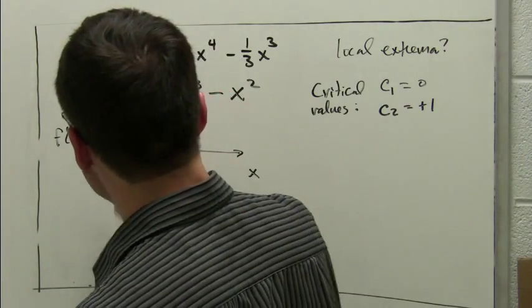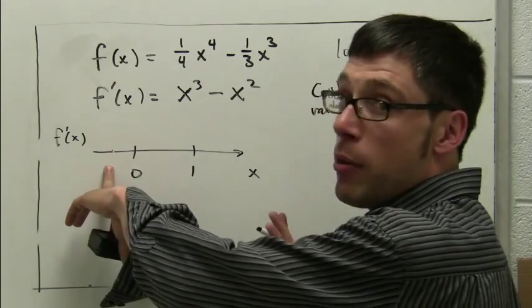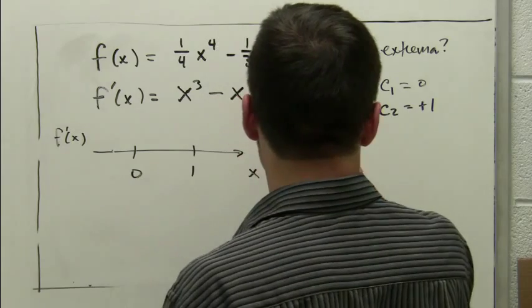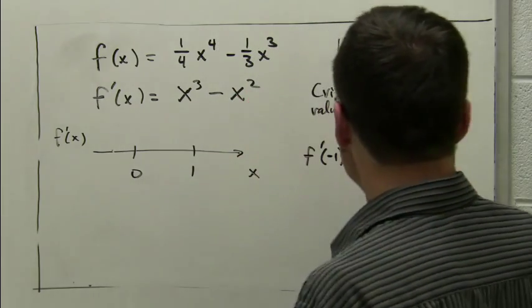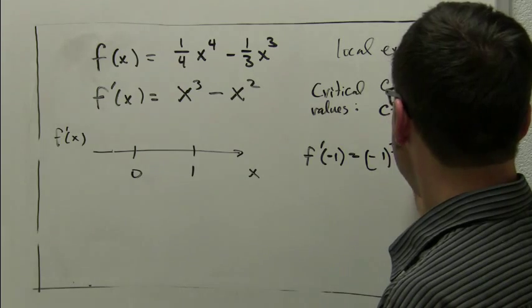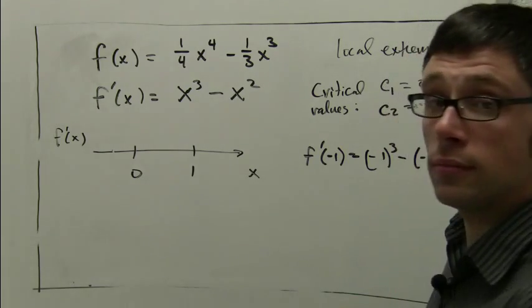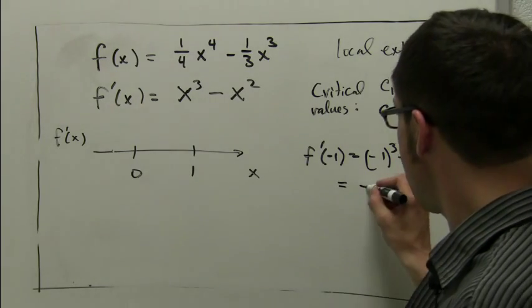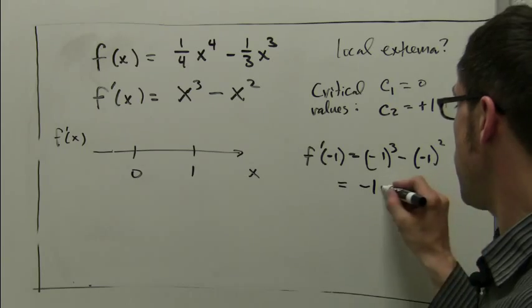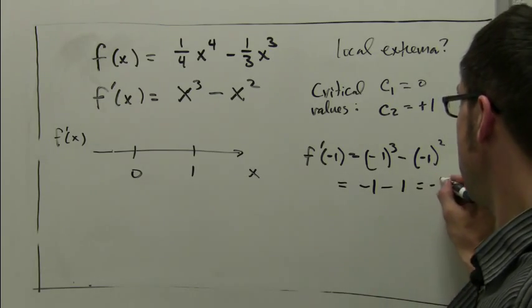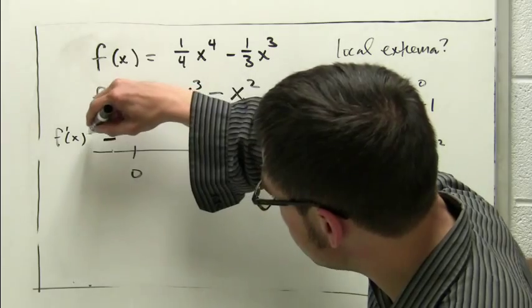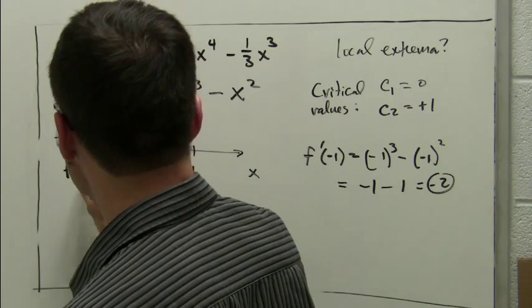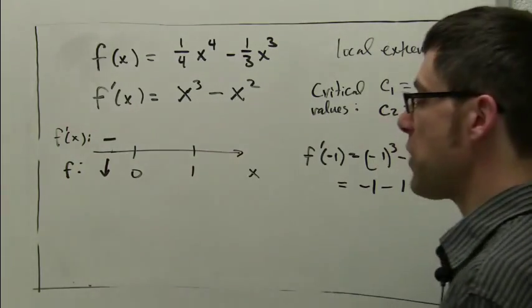If I plug in a value over here, let's just pick an easy one. How about negative 1? If I take negative 1 and plug it into this function, I get f prime of negative 1 is negative 1 cubed minus negative 1 squared. When I compute the value, negative 1 cubed is negative 1, and negative 1 squared is a positive 1, so you get a minus 1. That's negative 2, which means that the sign is negative. All I care about is the sign. So that means that the original function, if I draw it down here, is going down before 0.